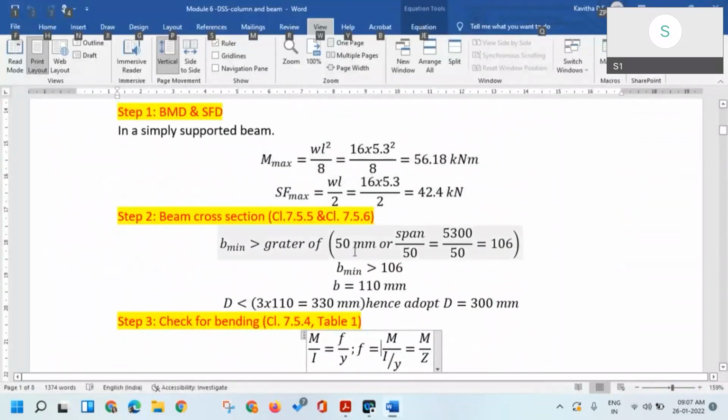So here we can see 50 mm or L by 50, with L being 5300 millimeter. So the L by 50 value is 106. We have to take the greater of 50 and 106, and we have to assume a suitable width based on the condition. It should be greater than 106. So I am assuming here 110 as the width of the beam.